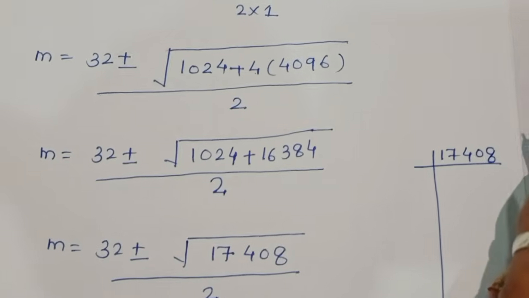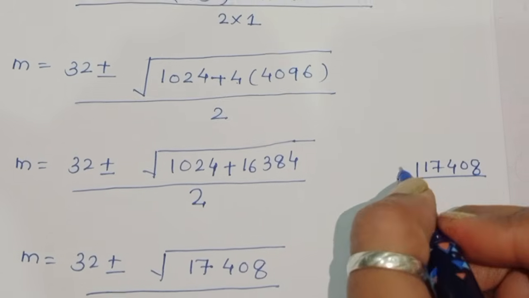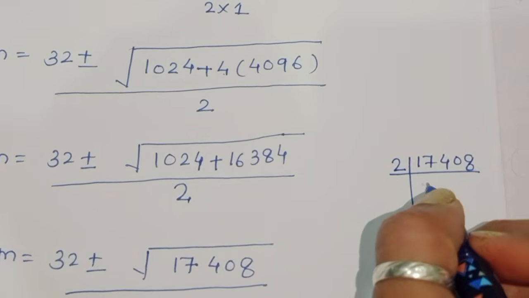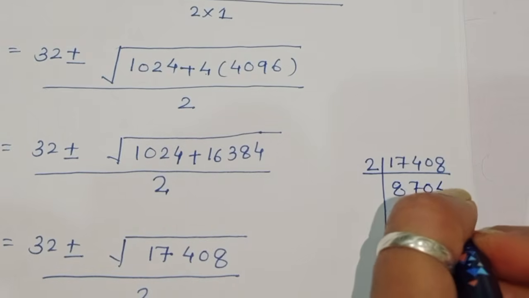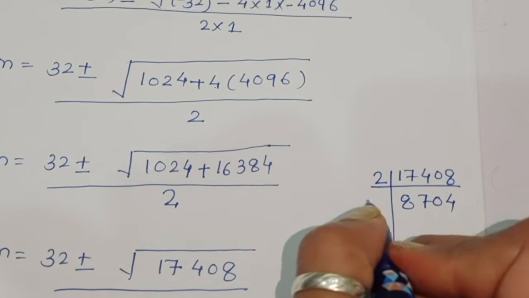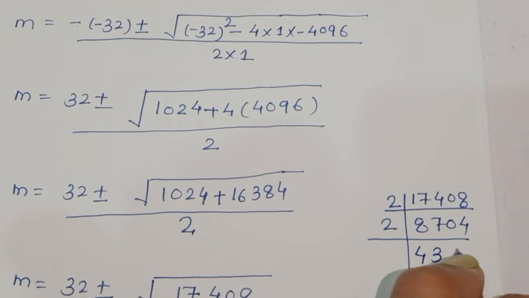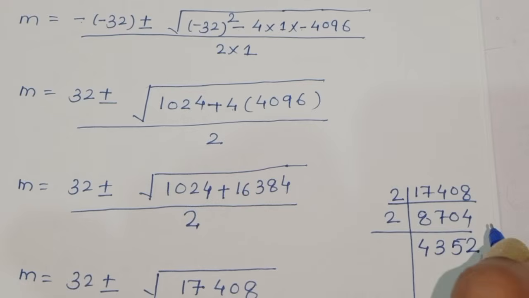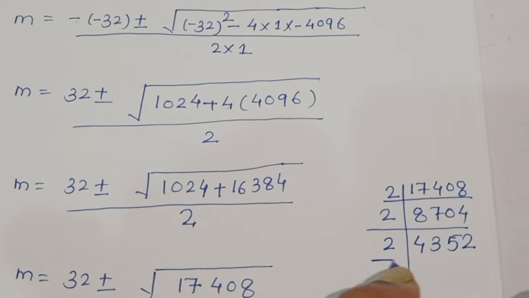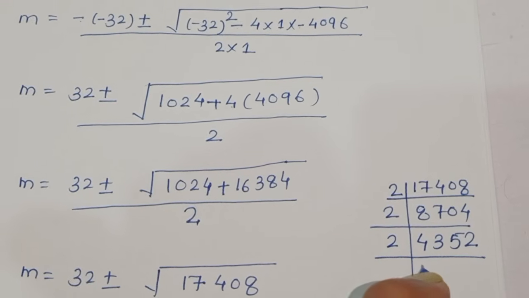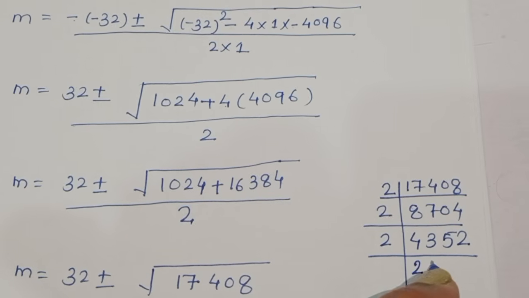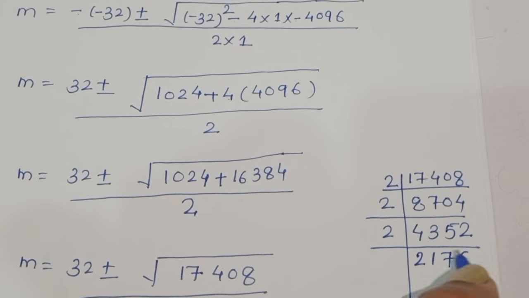17,408 is the number, right? First it will divide by 2. So 2 8s are 16, 704. Again by 2. So 2 4s are 8, 2 3s are 6, 5 and 2, right? Again we can cancel it by 2. So 2 2s are 4. So it will become 2, 176.